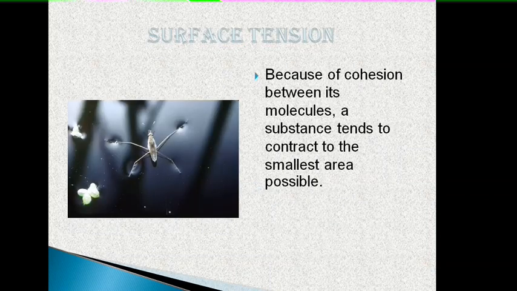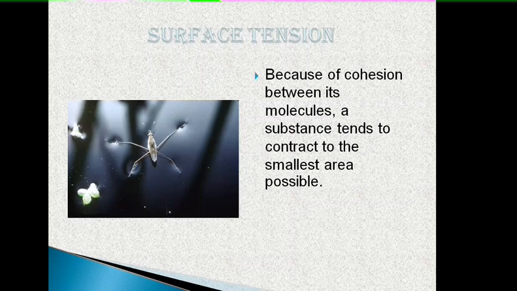Have you ever wondered why water beads up on a car, or how some insects can walk on water, or how bubbles hold themselves together? The answer is surface tension. Or we can say because of cohesion between its molecules, a substance tends to contract to the smallest area possible.